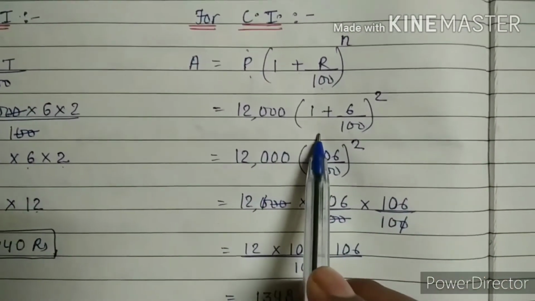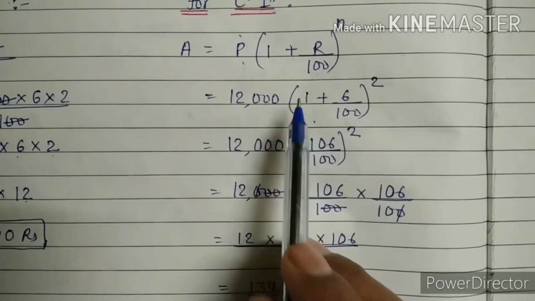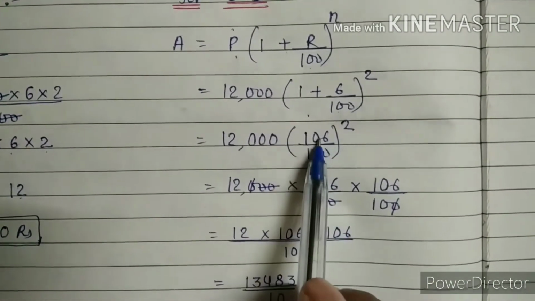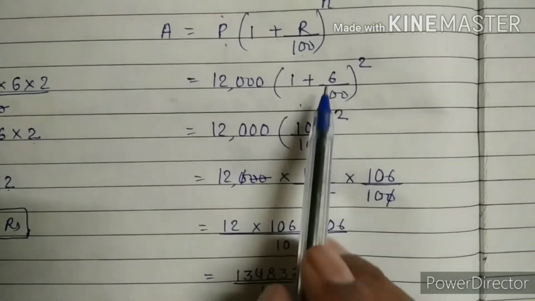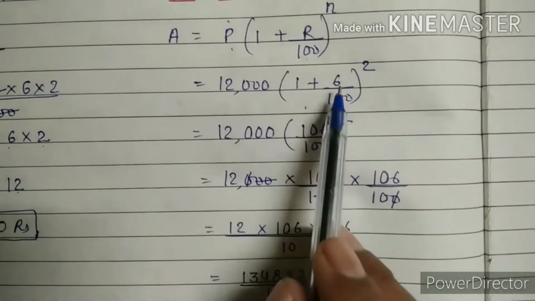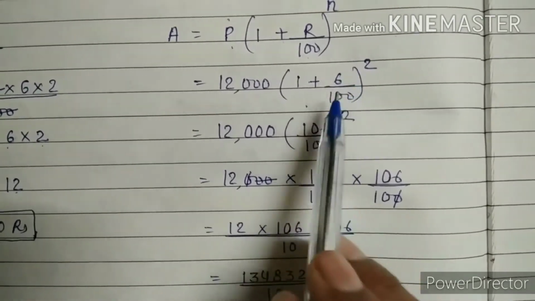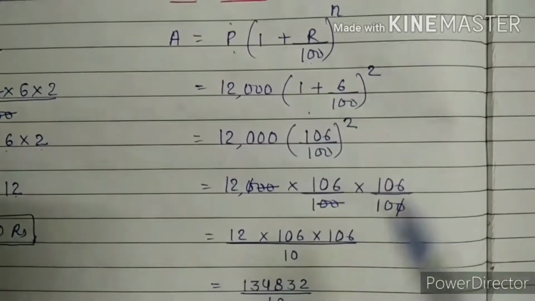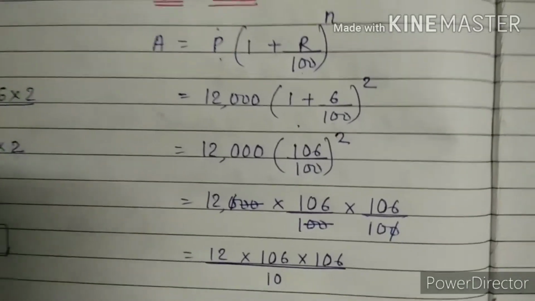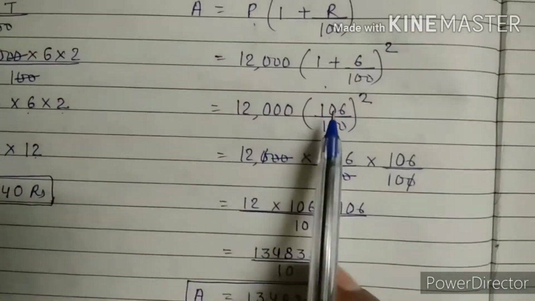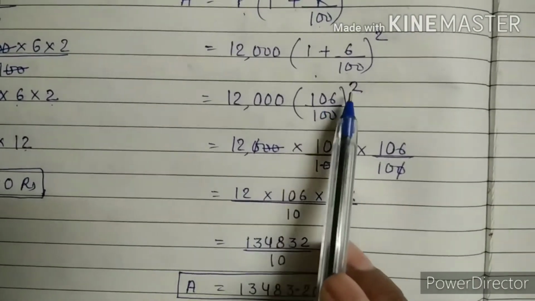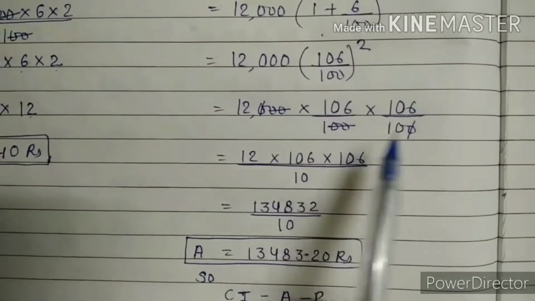After putting in the values, we will get 1 into 100 is 100, 100 plus 6, 106 divided by 100, whole power is 2. I did not cut 6 to 100 because when we cut, on the upside we have 3, downside we have 50. So next time when we divide, it will be difficult for us. You can see 106 divided by 100, power is 2. That's why it will come 2 times.